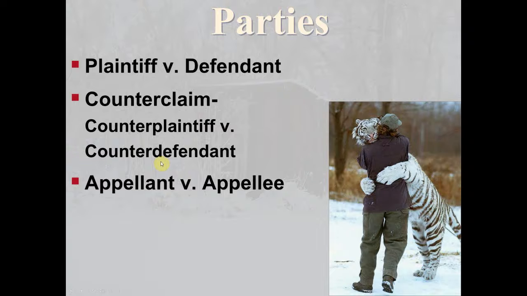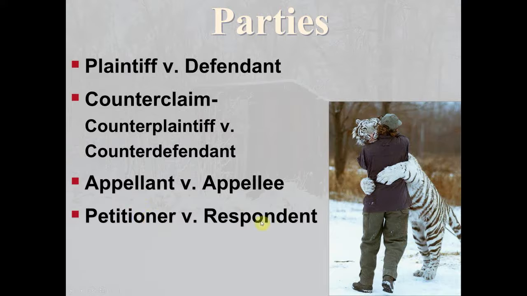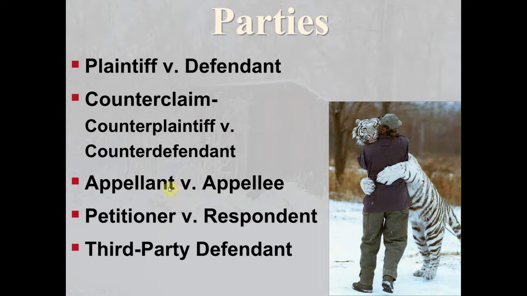Appellant versus appellee, of course, the appellant being the person who lost in the first case and is appealing it, so they become the appellant, and the appellee is the other. Petitioner versus respondent, I see this when I look at court proceedings, oftentimes in divorce cases, and I think that's more because it's a no-fault type of thing. We're not saying that the person suing for divorce is the plaintiff and the other person is the defendant. It's a petitioner versus the respondent. It's kind of a little more subtle, I guess.